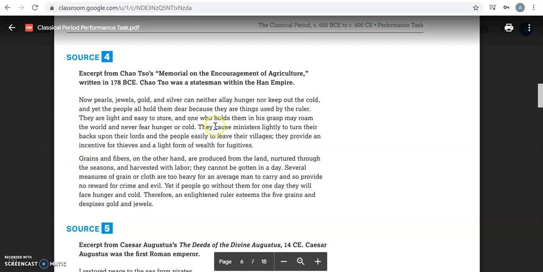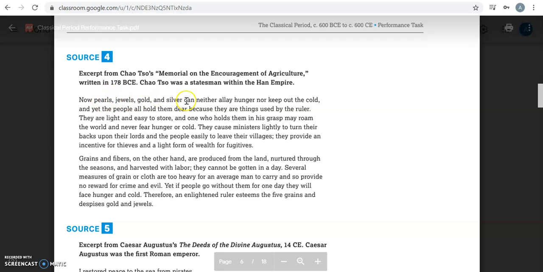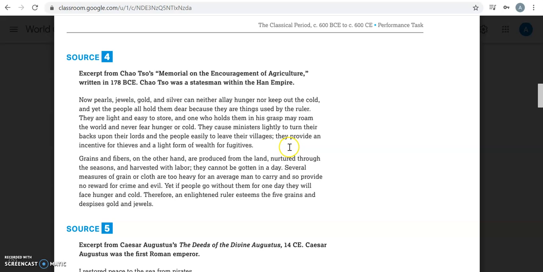So he's saying right here, precious stones like pearls, jewels, gold, and silver are not very valuable. I mean, they're nice to look at, and they could be used as currency maybe in place of paper money, but they're easy to steal. They don't really do much. You can't eat them. So there's not a lot of use in them.